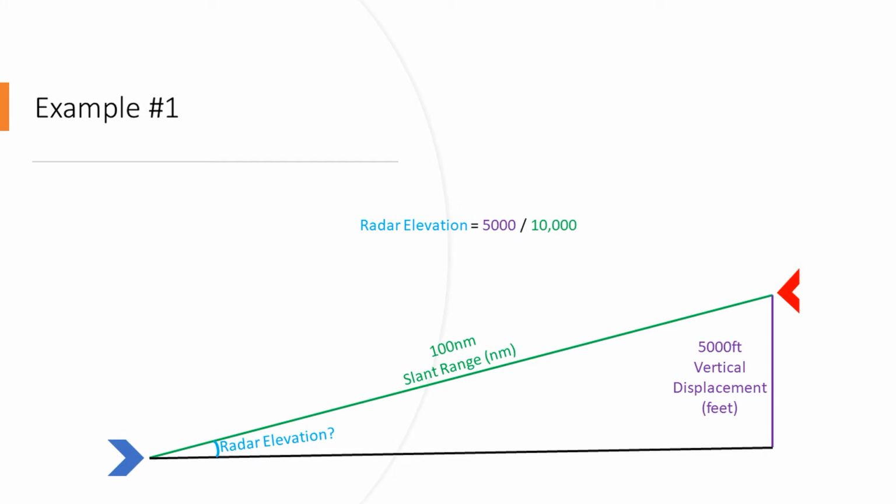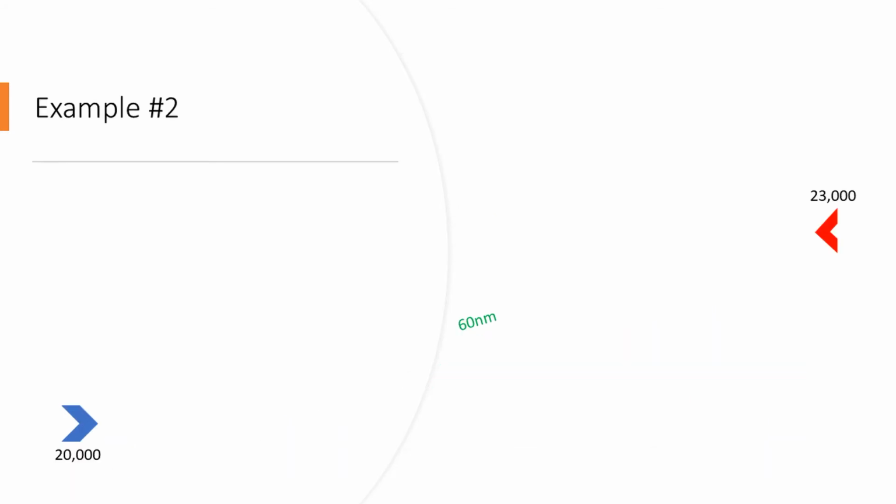After that, all we have to do is plug in the vertical displacement. So now we have a formula: 5,000 divided by 10,000. And the solution we get from that is a positive elevation of 0.5 degrees. I told you it would be easy. Let's move on to another example.